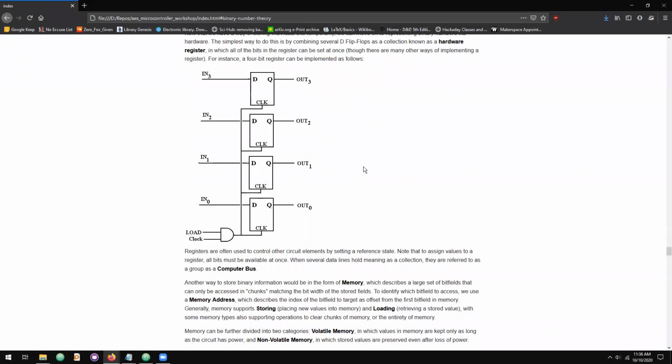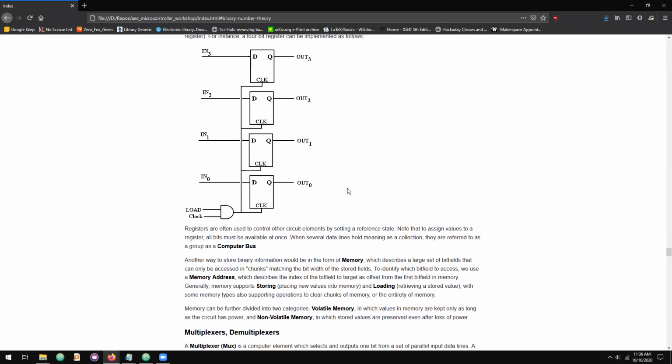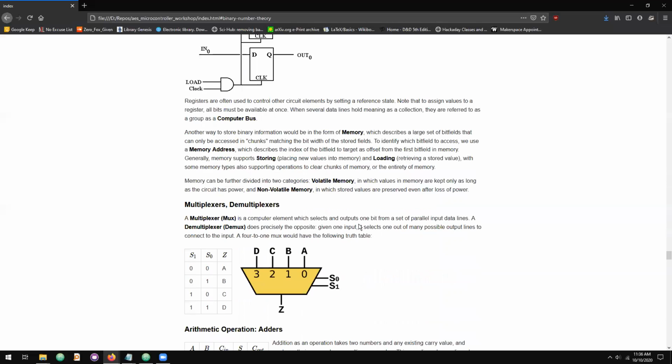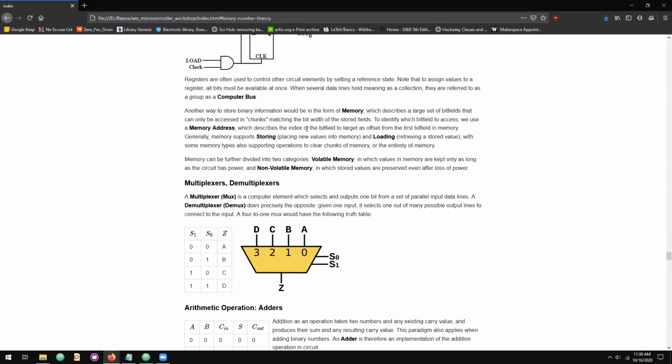A hardware register isn't a perfect representation of this because you're not separating the bit field that it's representing into uniform length chunks. Hardware registers store state, and then we can use them to build up memory if we wanted to. But again, memory is something that's addressable and that you can store information into or load information from.